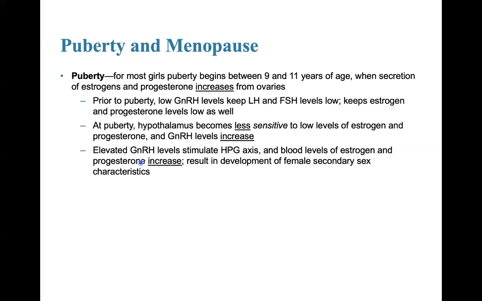At puberty, the hypothalamus becomes less sensitive to low levels of estrogen and progesterone, and gonadotropin releasing hormone levels will increase. The elevated gonadotropin releasing hormone levels will stimulate the HPG axis, and blood levels of estrogen and progesterone will increase. This results in the development of female secondary sexual characteristics.